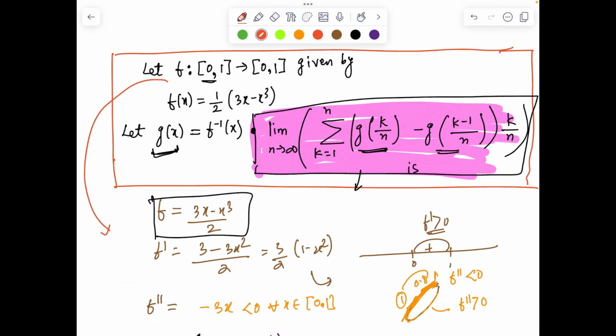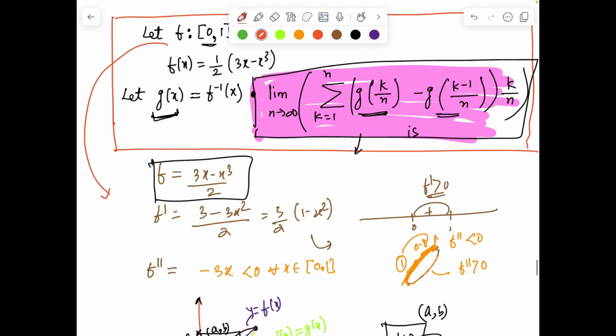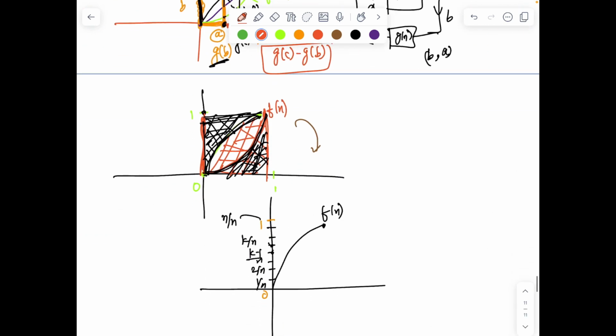I'm dividing this by taking motivation from the problem itself, because if we start playing with the problem, evaluate this at k equals 1, we'll have g of 1 by n minus g of 0 by n times 1 by n. Similarly, g of 2 by n minus g of 1 by n times 2 by n, and so on and so forth. So that motivates me to develop the difference of length into width, which is basically the area of a rectangle.